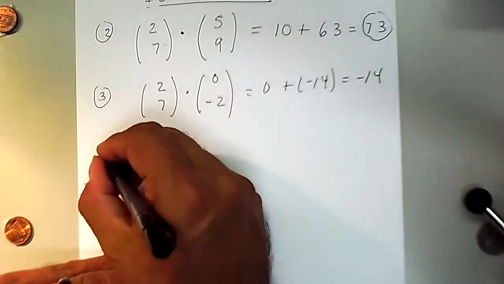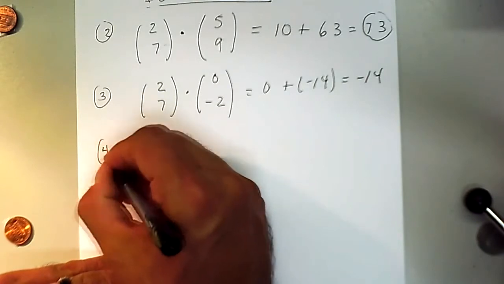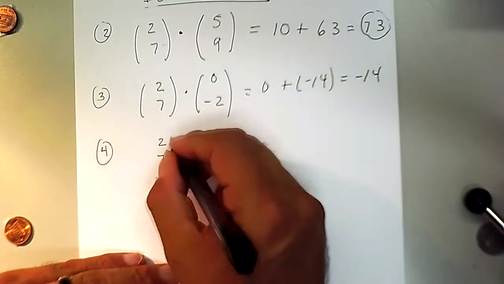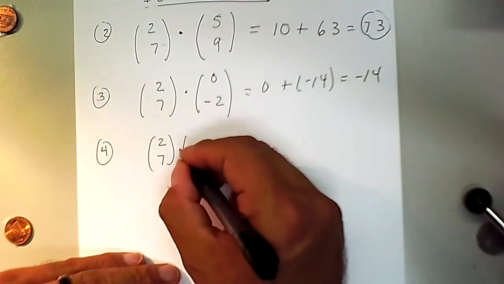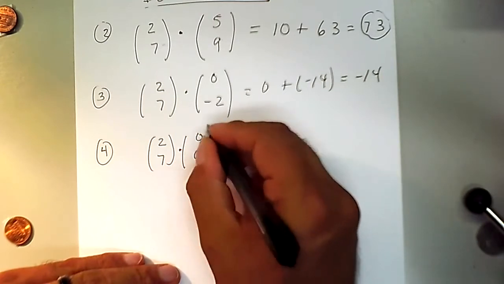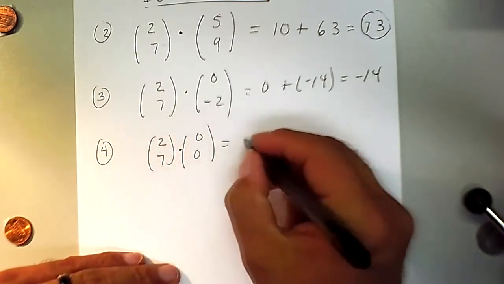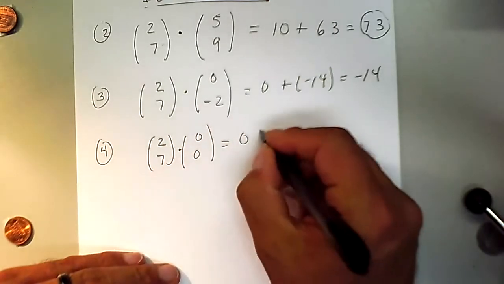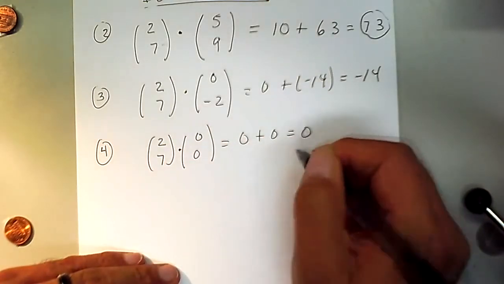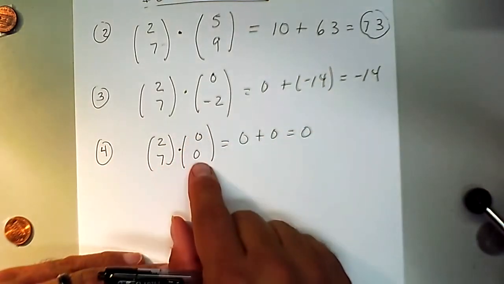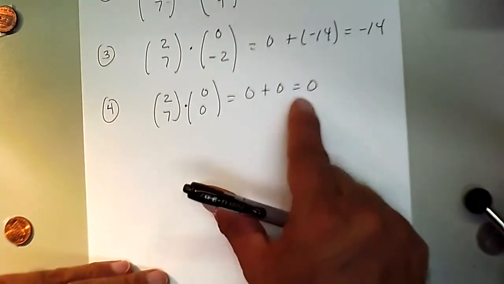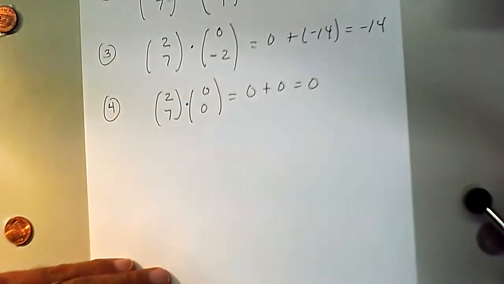So of course, if you multiply with the 0 vector, 2, 7, dotted with 0, 0, we have 2 times 0, 0, 7 times 0, plus 0. So the dot product with the 0 vector is 0. And it is a scalar.